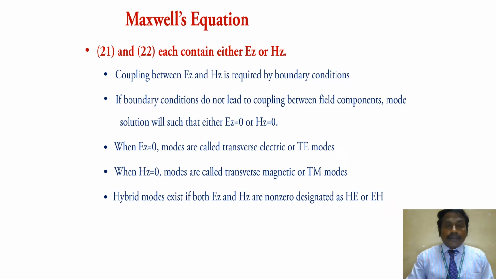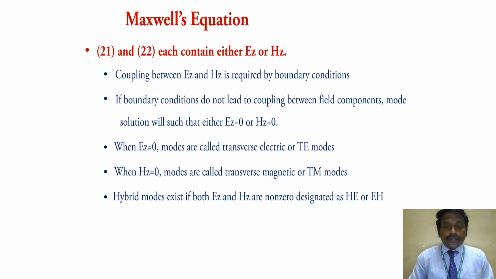Okay, then the above two equations show that the coupling between Ez and Hz is required by the boundary conditions. So if the boundary condition does not lead to the coupling between field components, then the mode solution will be such that Ez equals 0, or we can have Hz equal to 0. That is, the electric field intensity in the z direction is equal to 0, or otherwise the magnetic field intensity in the z direction equals 0.